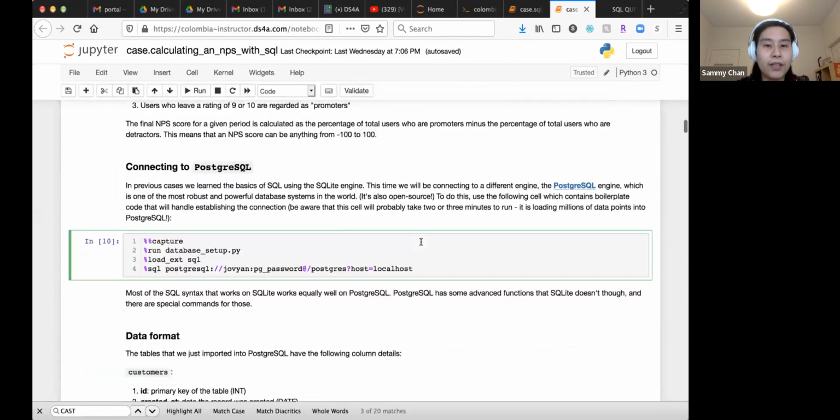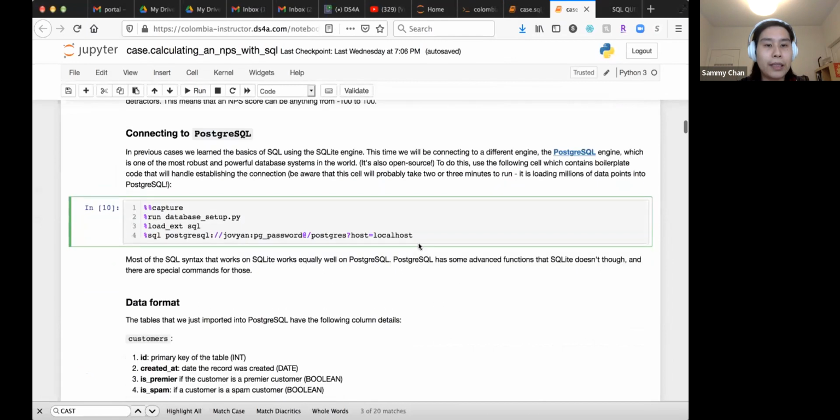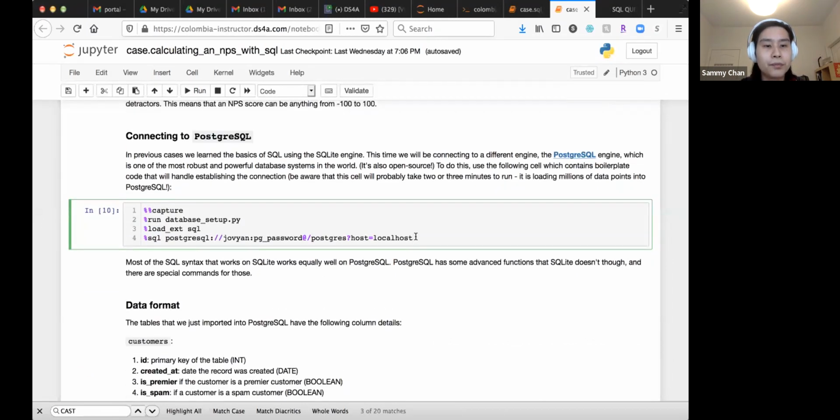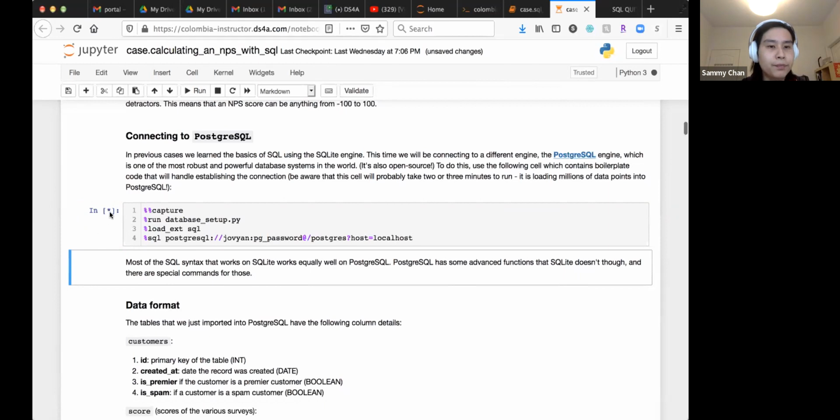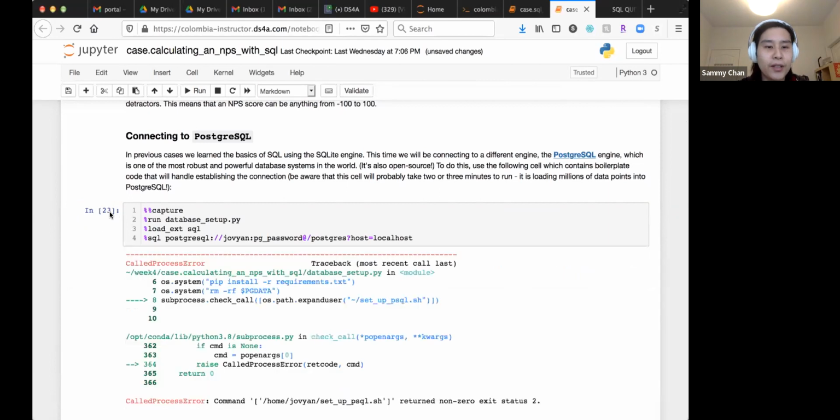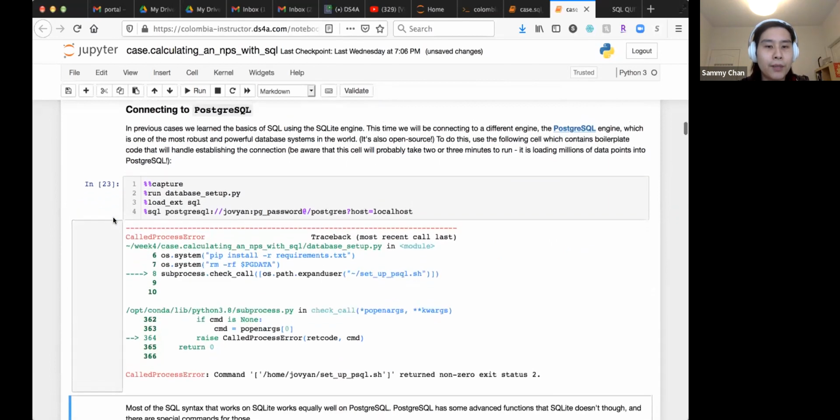And then after that, you can come back to the first cell here. And then you should have it running. It would take a while, so just let the server do the work for you.